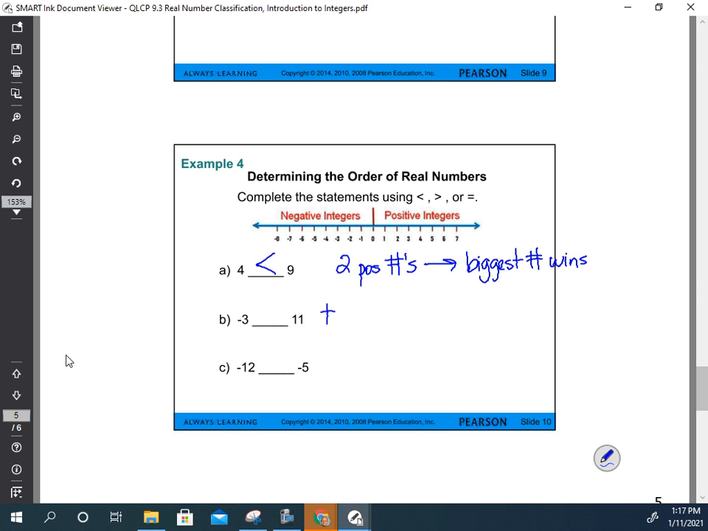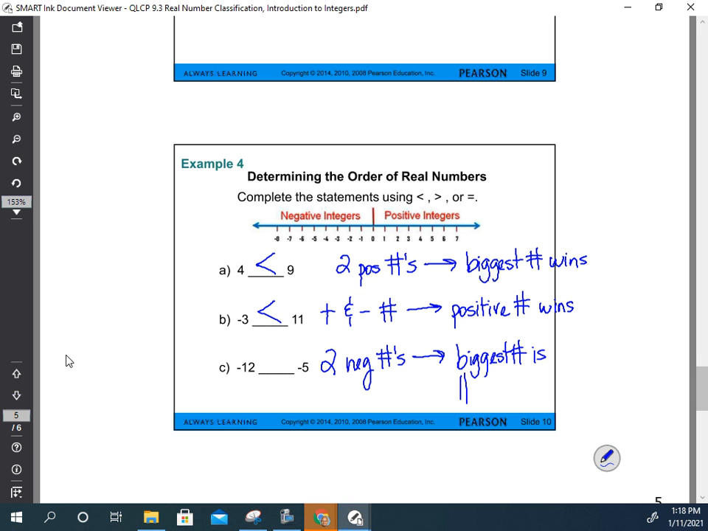If you have a positive and a negative number, the positive number always wins. If you have one positive and one negative, the positive number always wins. If you have two negative numbers, the biggest number is the number closer to 0.